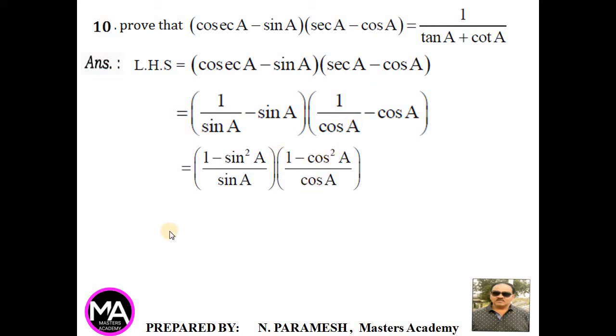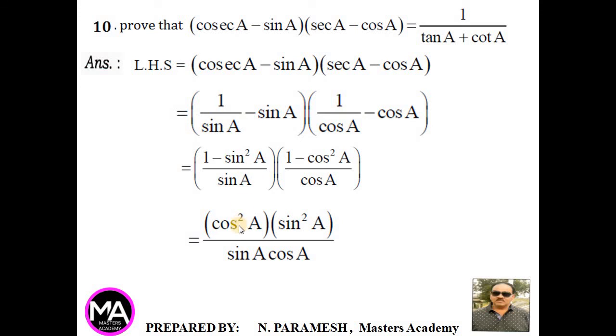That is equal to 1 minus sin square A, which is nothing but cos square A, and 1 minus cos square A, which is nothing but sin square A, divided by sin A cos A. That is equal to sin A cos A, one term getting cancelled, sin A into cos A. That is the first part.